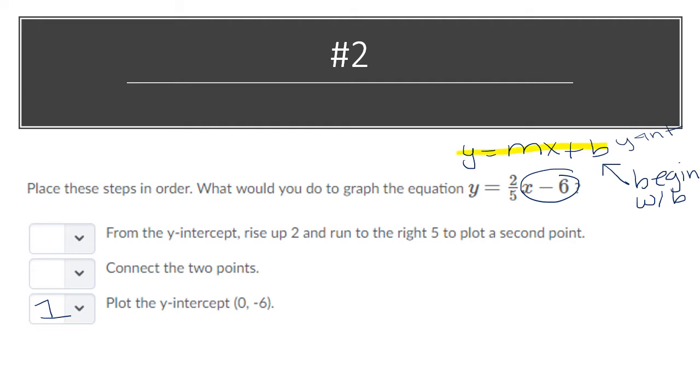Okay, next I use my y-intercept to start, and I use the slope, my m value, to graph my next point. So from the y-intercept, I'm going to rise up 2 because that's my rise portion, and then I'm going to run to the right 5 because that's in my denominator there. That's what I'm going to run to plot my second point. That's my second step. And then lastly, I would just connect those 2 points and I would have my line.